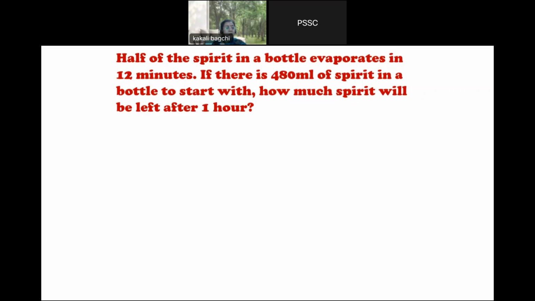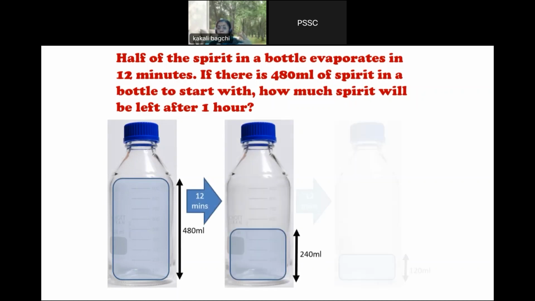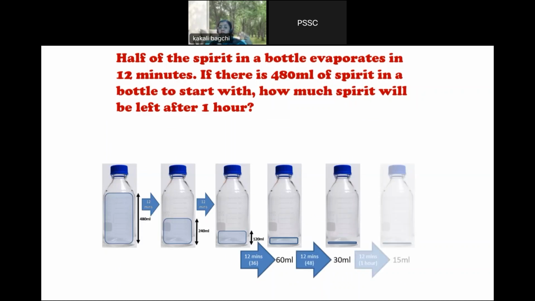If you think from a class 11 point of view, it is basically a geometric progression. R is equal to half, every 12 minutes half the spirit. It's a geometric progression. But see, by the visualization technique, we can do 480, 240, 120, 60, 30, 15. Can you do it like this? Students can visualize this. Students can touch and feel the problem.